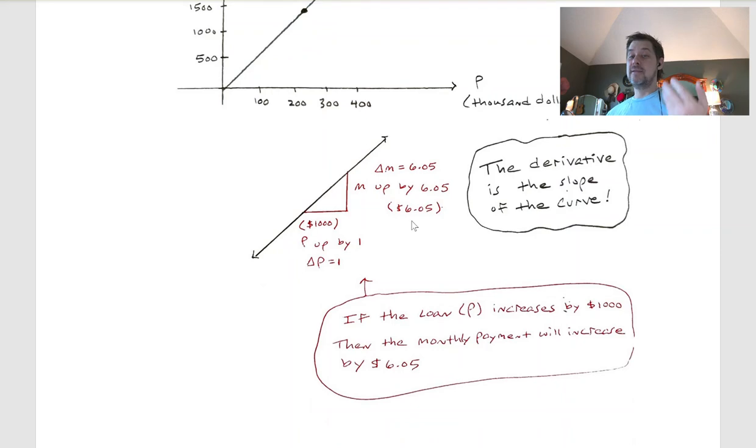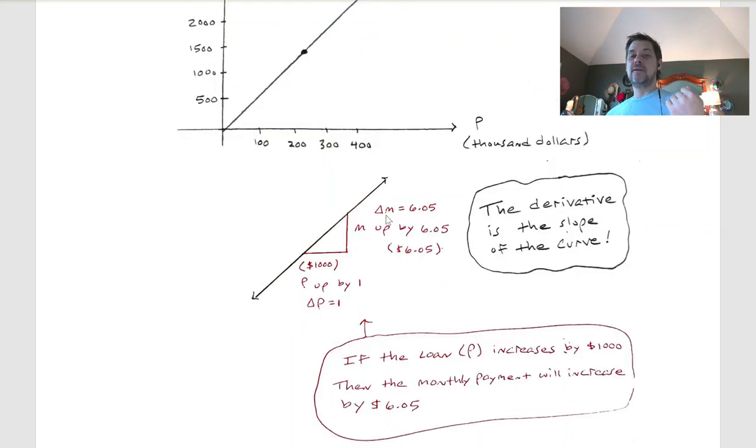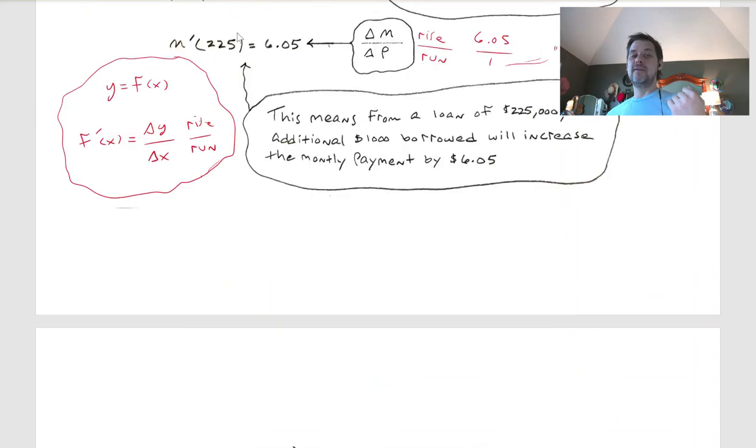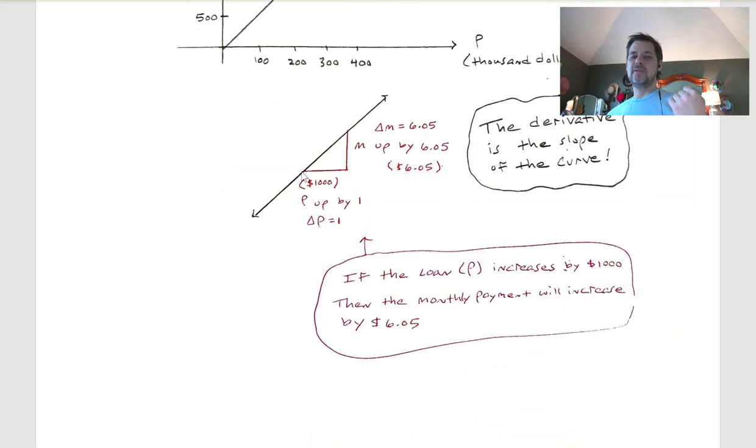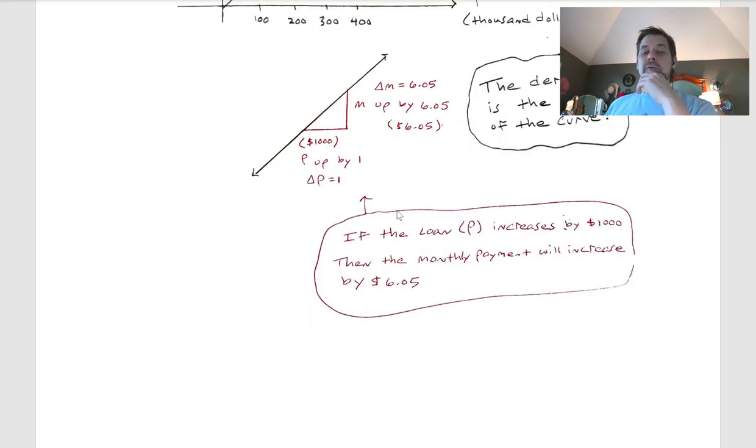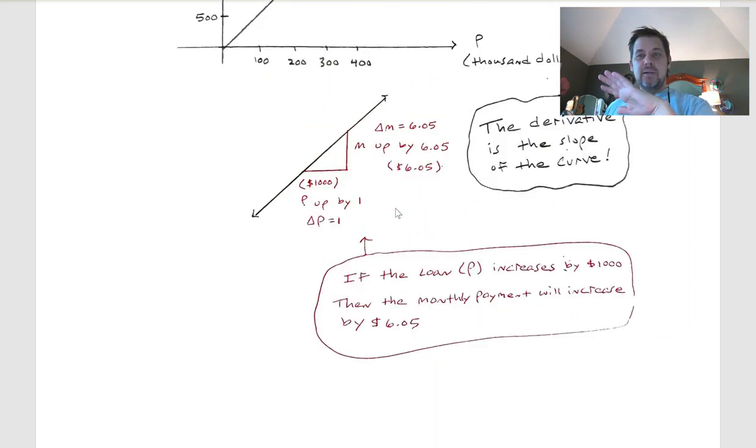All right, so now do you maybe see in a different way, if you're visual, that this derivative right here means that from this point, a $225,000 mortgage, me borrowing an extra 1,000, the loan amount P going up by 1,000, causes my monthly payment to go up by $6.05. Anyway, that's just another way of seeing what I already told you.